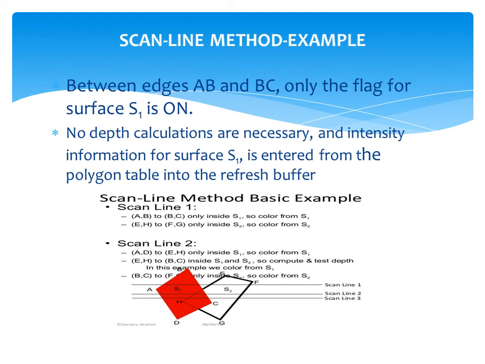Active edges for scanline 1 are AB, BC, EH and FG. From these, AB and BC are located only inside the S1 surface. So, the flag for S1 is on. In this case, no overlapping occurred. So, no need to process the depth calculation.